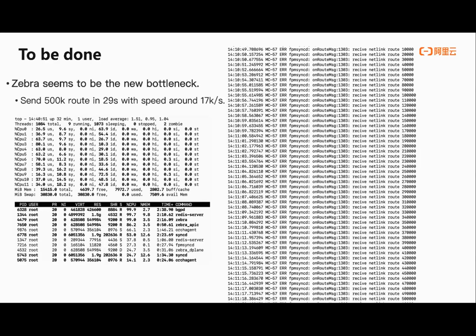Essentially, the reason why Zebra is showing this bottleneck is because there's back pressure from FPM sync D. So Zebra is not able to push more routes, and FPM sync D might be busy doing a flush. So even if you increase the buffer size or improve the flush performance, I think Zebra might still show that it's not able to push this many routes.